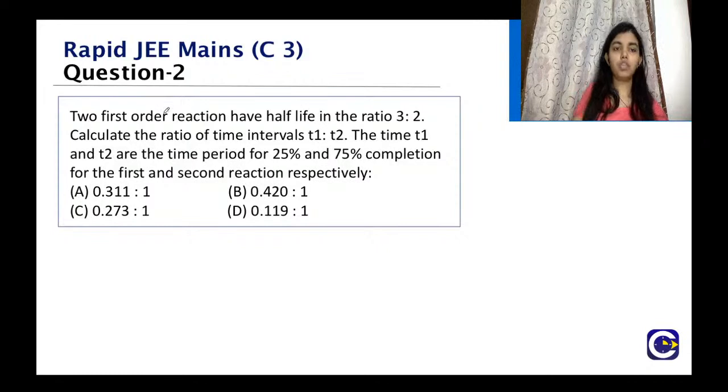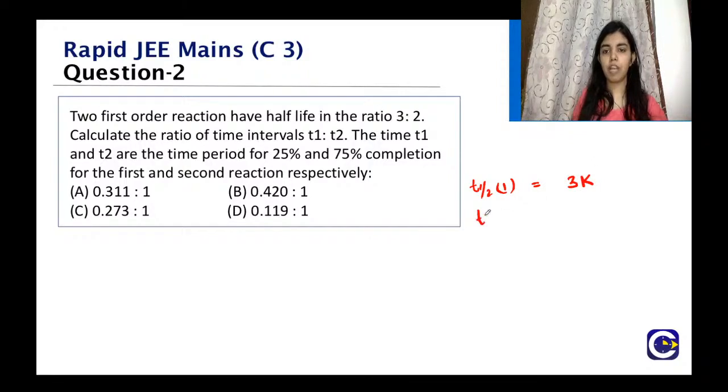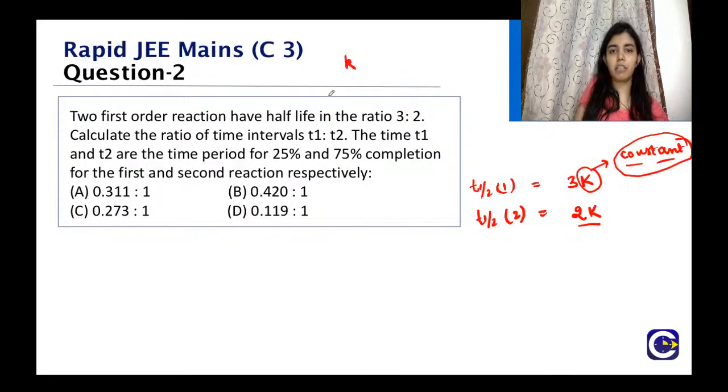Question number 2. Two first order reactions have half-lives in the ratio 3:2. That means let us say for reaction number 1, the half-life is 3K, capital K, not the rate constant, it is just a constant because it is the ratio, so we have to apply the constant also here. And T half 2 for reaction number 2 is given as 2K, right? I am again repeating, this K is not the rate constant, it is the constant for the ratio basically, because we represent the rate constant as small k.